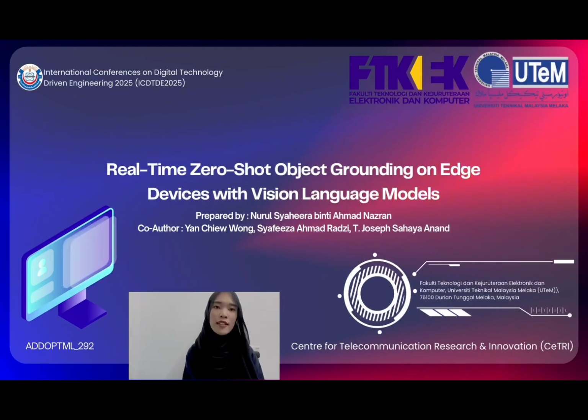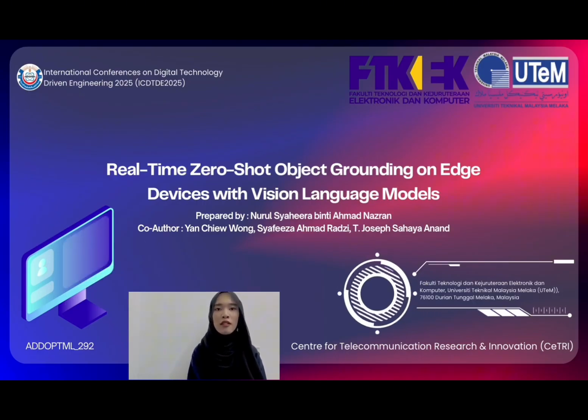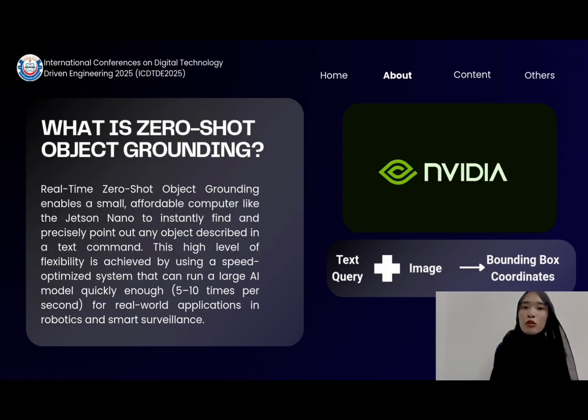So my project is titled Real-Time Zero-Shot Object Grounding on the Edge, and is about deploying advanced language guided perception onto the affordable NVIDIA Jetson Nano. Today I'm going to show you how we achieve something that was previously considered impossible on low-cost hardware, making an AI that can understand and find anything you ask for. To understand how we achieve this, let's start with the fundamental innovation. What exactly is zero-shot grounding?